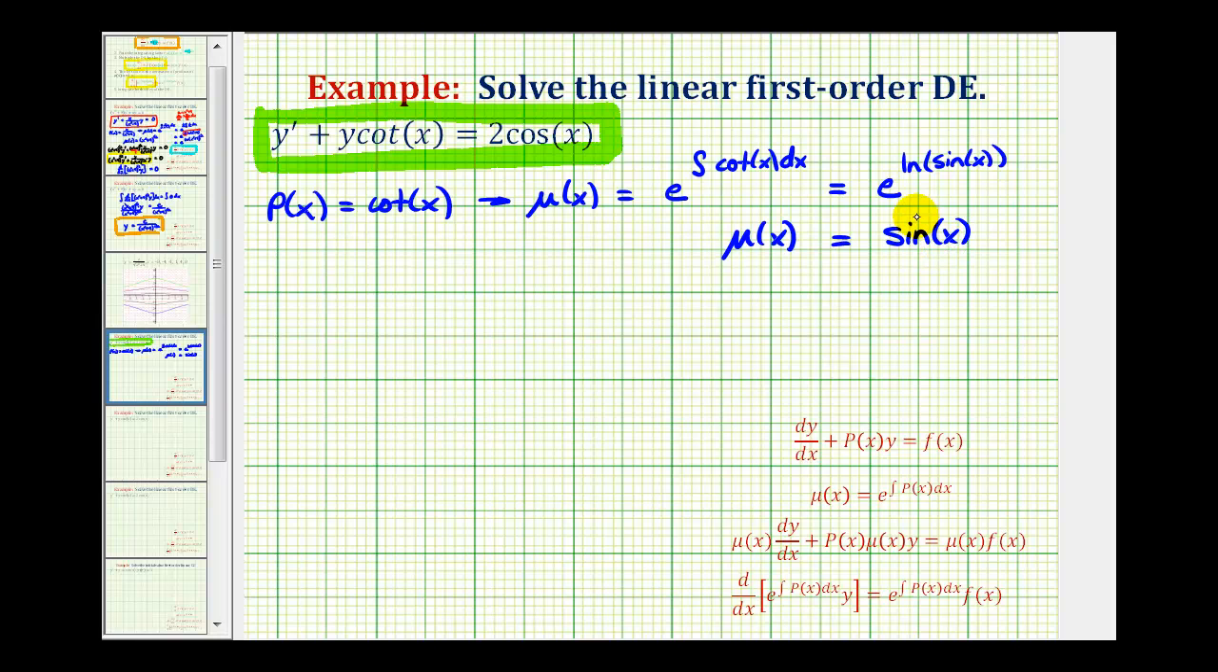which means now we're going to multiply everything in the differential equation by sine x. So we'll have sine x times y prime plus sine x times y cotangent x. I'm going to write cotangent x as cosine x over sine x, so we can simplify this if we want. Times y must equal sine x times 2 cosine x, or 2 sine x cosine x.